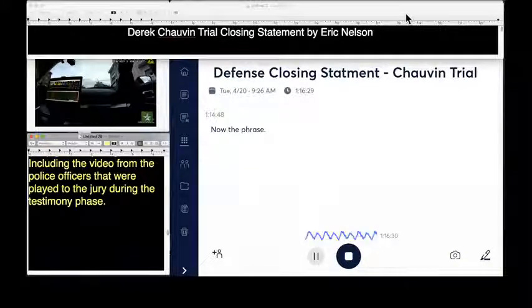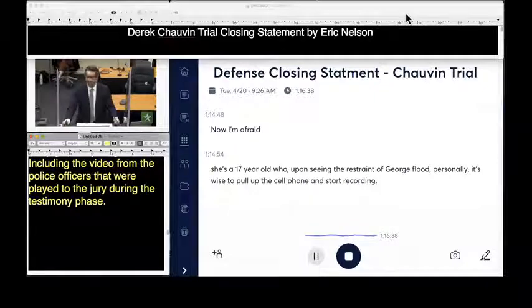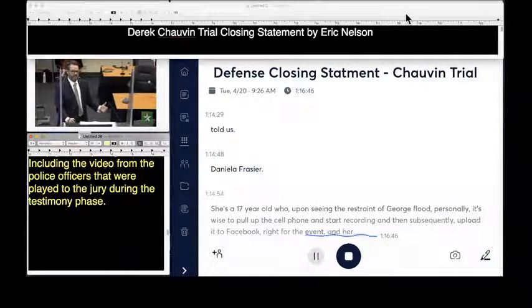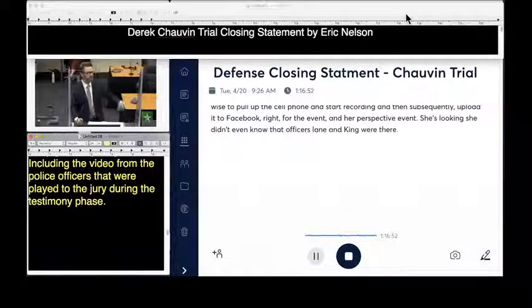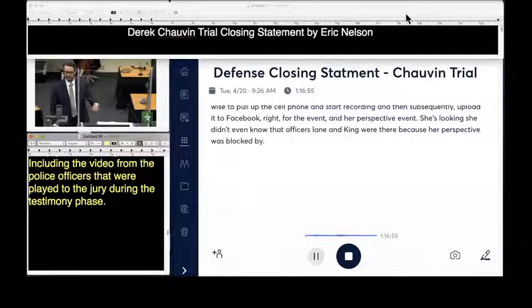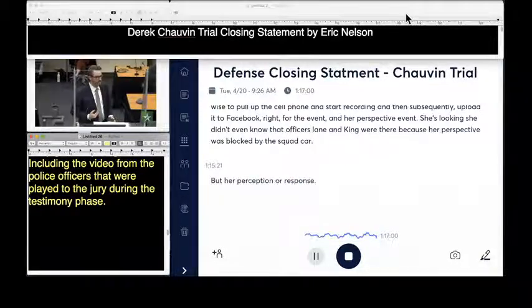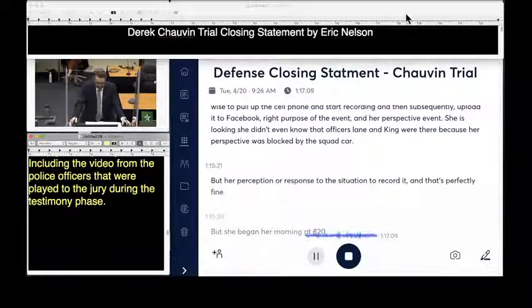She's a 17-year-old high school student who, upon seeing the restraint of George Floyd, pulled out her cell phone, started recording, and then uploaded it to Facebook, right? Her perception and perspective of the event: she didn't even know that Officers Lane and King were there because her perspective was blocked by the squad car. But her response to the situation was to record it, and that's perfectly fine. She began her recording at 8:20 and 51 seconds.